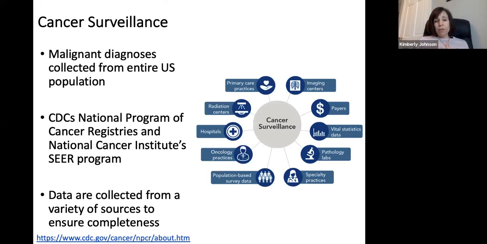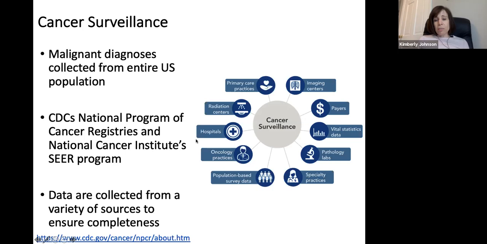So I'm very familiar with cancer surveillance as a cancer epidemiologist, and we collect data on cancer diagnoses in virtually the entire US population. And this is done through the Center for Disease Control's National Program of Cancer Registries, and also through the National Cancer Institute's Surveillance, Epidemiology, and End Results Program. And data on cancer diagnoses are mandated by law, so you have to report them. They have to be reported in a population, and they're collected from a variety of sources to ensure completeness.